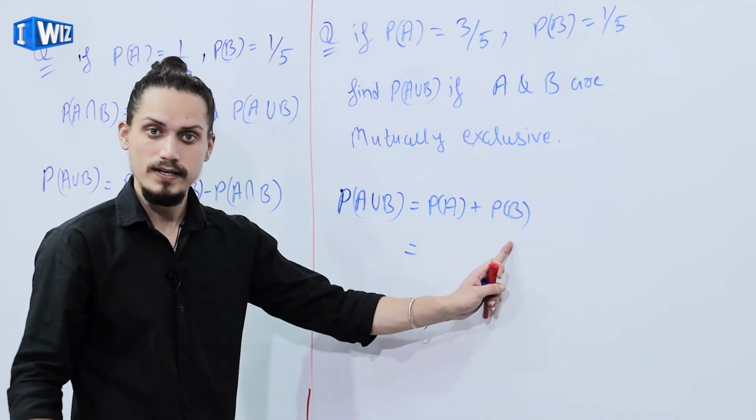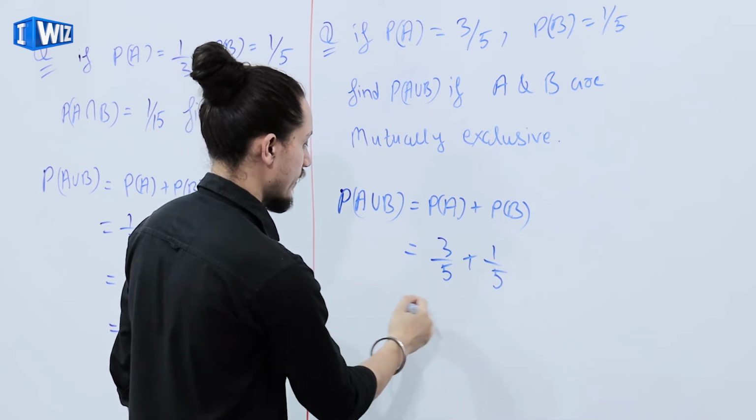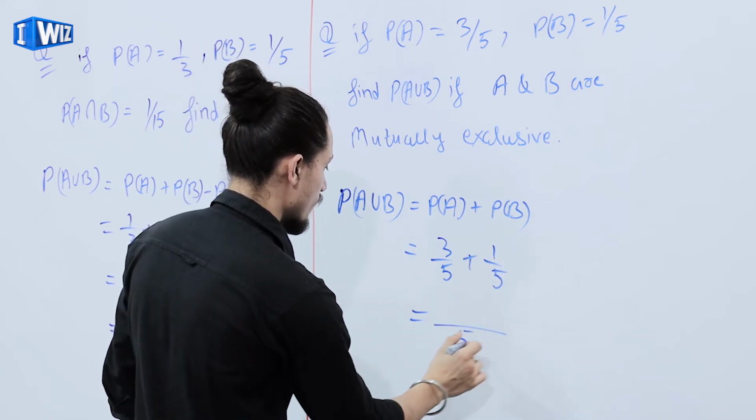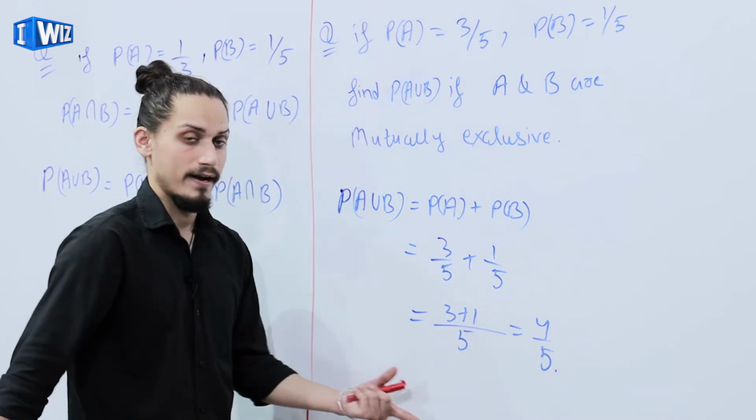दोनों की वैल्यूज हमारे पास हैं, पुट करेंगे, we get 3 upon 5 plus 1 upon 5, taking LCM 5, 3 plus 1, which is equal to 4 upon 5, and hence the result.